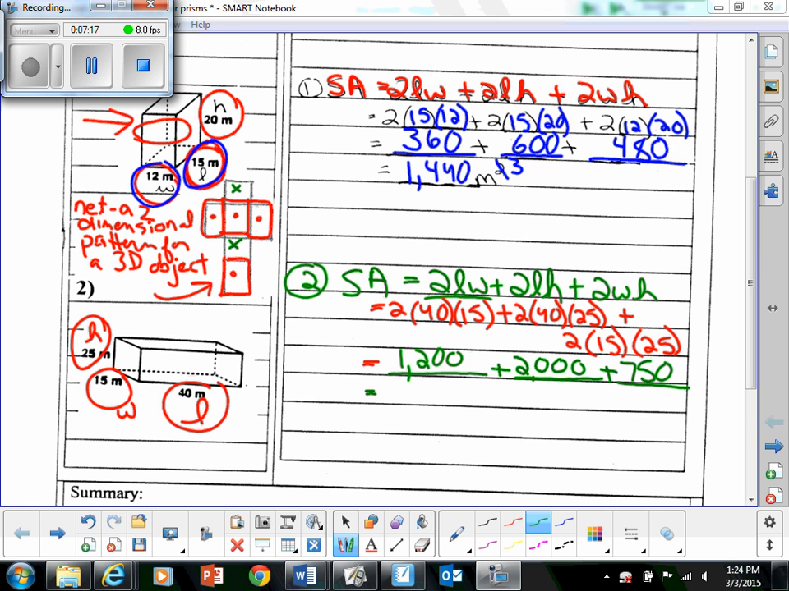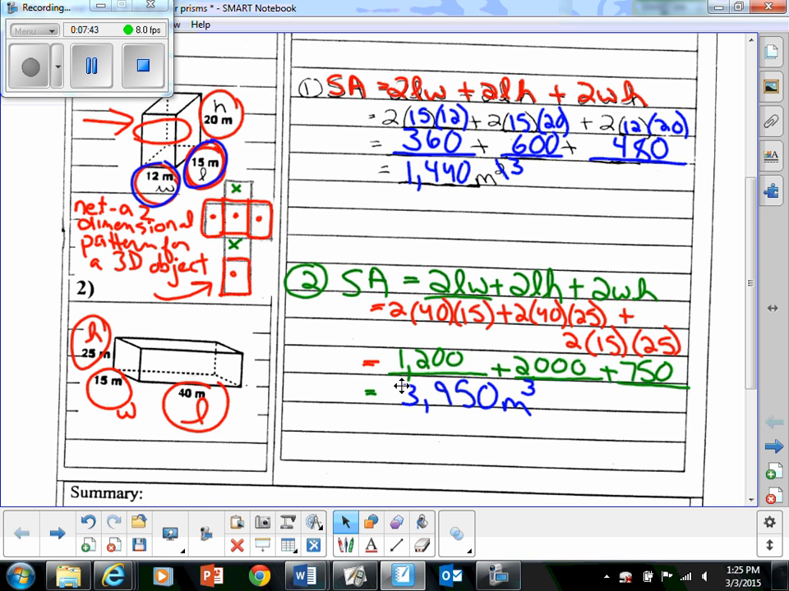So as you can see, I got 1,200, 2,750. We're going to add all of those together. That's going to give us our final answer. 3,950 meters. And what is our units? Meters what? That's right, meters cubed. Okay. All right, let's go ahead and we're going to skip the summary at the bottom.